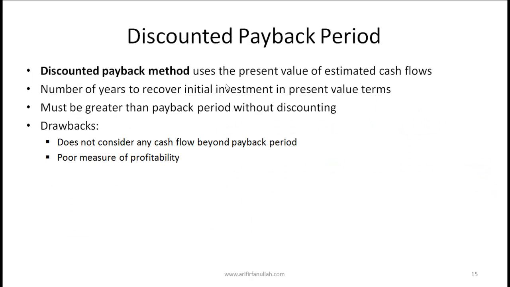The discounted payback method uses the present value of estimated cash flows: the number of years to recover the initial investment in present value terms must be greater than the payback period without discounting. Drawbacks are the same, the only difference is that we are now using the present value. So very briefly, if we look back at project A, where you invest 100 and then you get 50 in year 1, 40 in year 2, and then 20 in year 3.